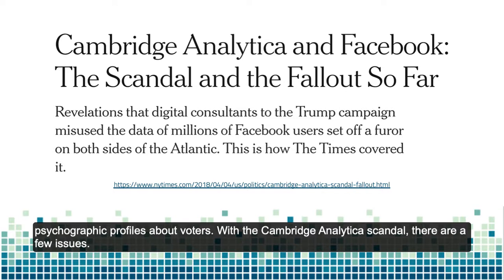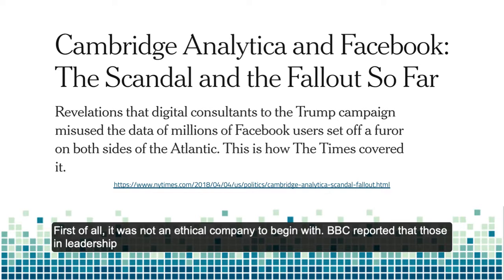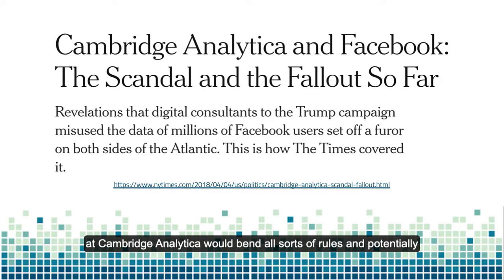With the Cambridge Analytica scandal, there are a few issues. First of all, it was not an ethical company to begin with. BBC reported that those in leadership at Cambridge Analytica would bend all sorts of rules and potentially laws to meet client expectations. They also would misrepresent what they did with the data from Facebook to Facebook.